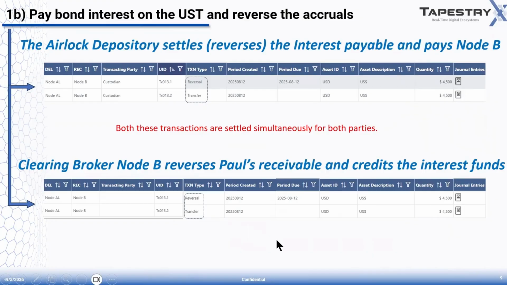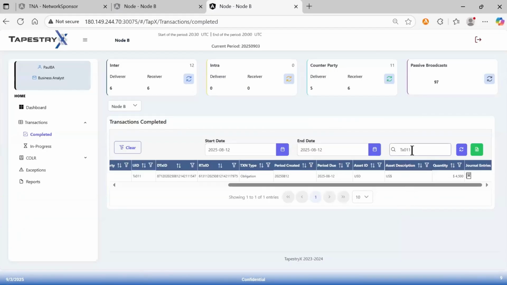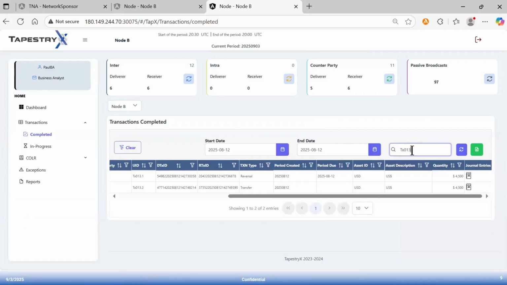So if we go and look at the system on this one, we can go and look at the transactions that were actually processed to do it. From Paul's perspective, we actually see, again, the transaction, the reversal, and then the transfer. And we can see that it was a reversal of the US dollars and 4,500 and a process of the transaction.